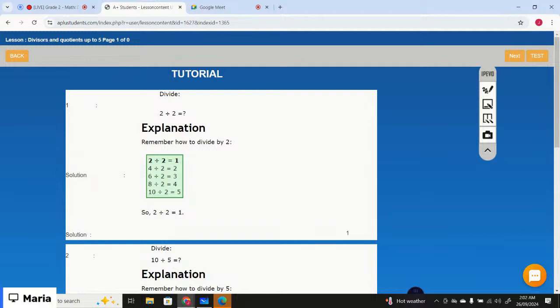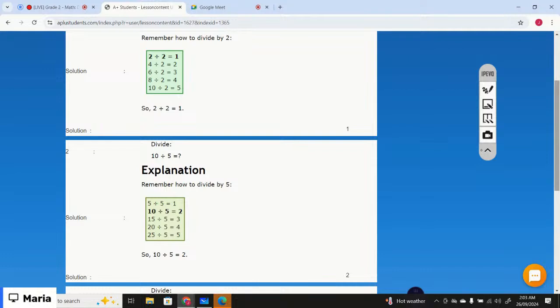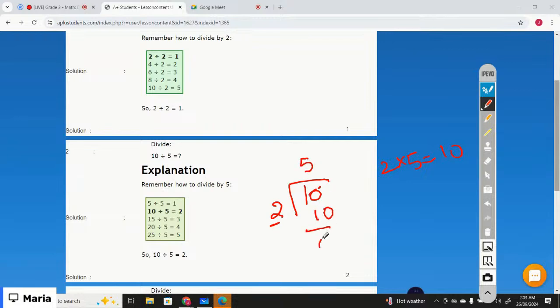Whenever you are dividing a number by itself, the answer is always 1. Whatever number it is, if you are dividing by the number itself, the answer is always 1. So 2 divided by 2 is 1. Okay, the next one is 10 divided by 2. You need to count a table of 2 until 10. So we know that 2 times 5 is 10, and the answer is 5.